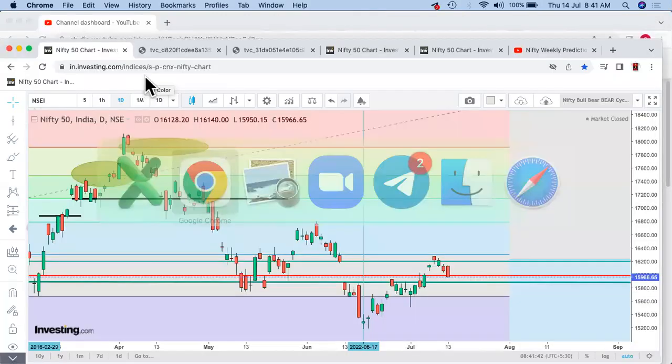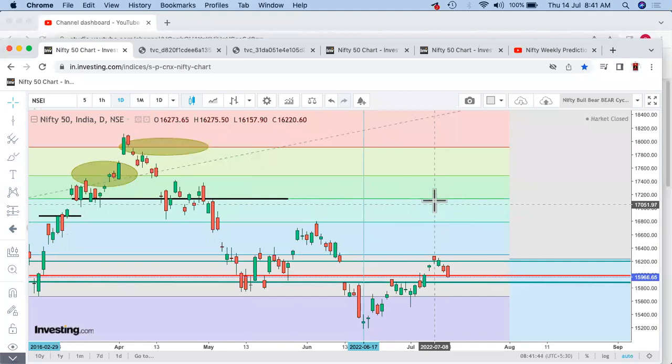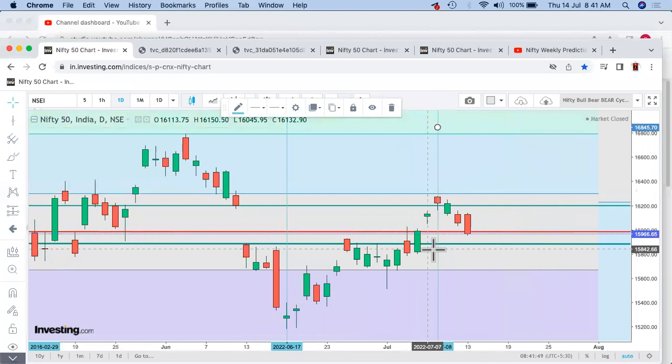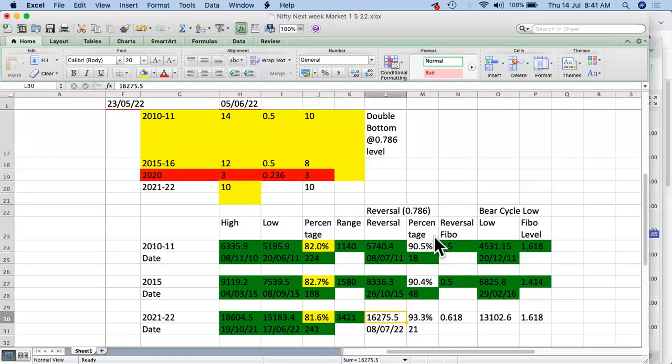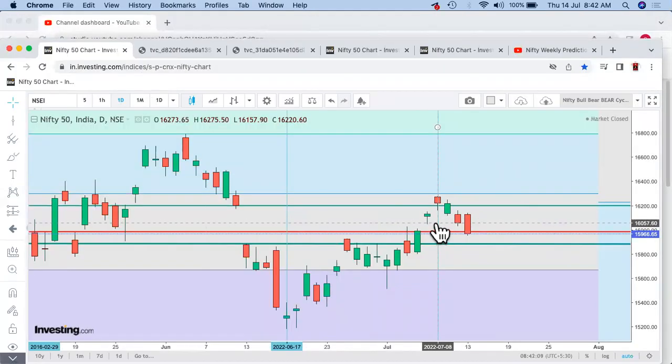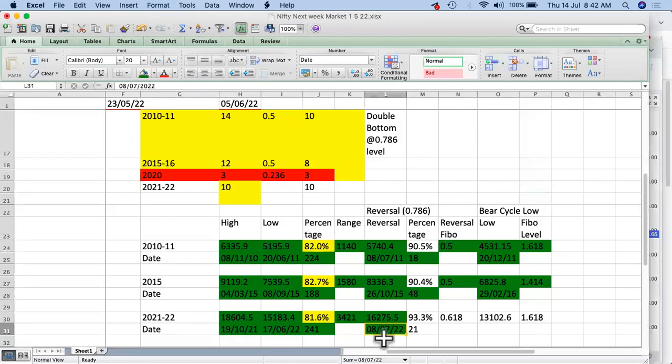We go to the next point. We got a reversal. So the level, first of all, we'll mark the level as well as the dates. The level has been 16,75.5. So 16,75.5. First of all, mark this in green. And the date has been 8/7/22, right? And the number of days which we took from the high to the low was 21.